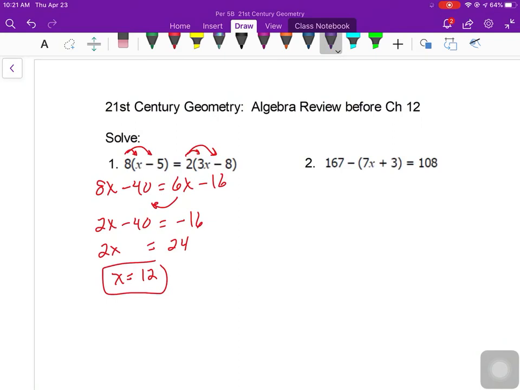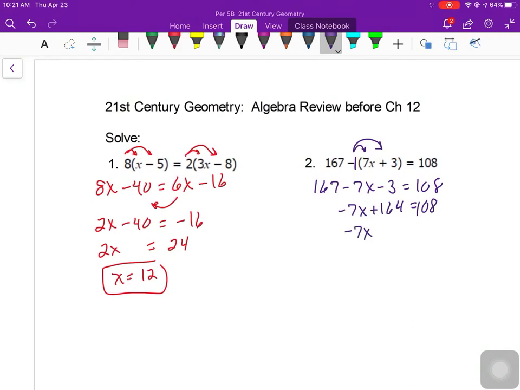Let's try another of these. Now this one, we have to remember when we have that negative in front of the parenthesis, it's like a -1 there that needs to be distributed. So we'd have 167 minus 7x minus 3 equals 108. The 167 and the minus 3 would combine as like terms. Negative 7x plus 164 equals 108.